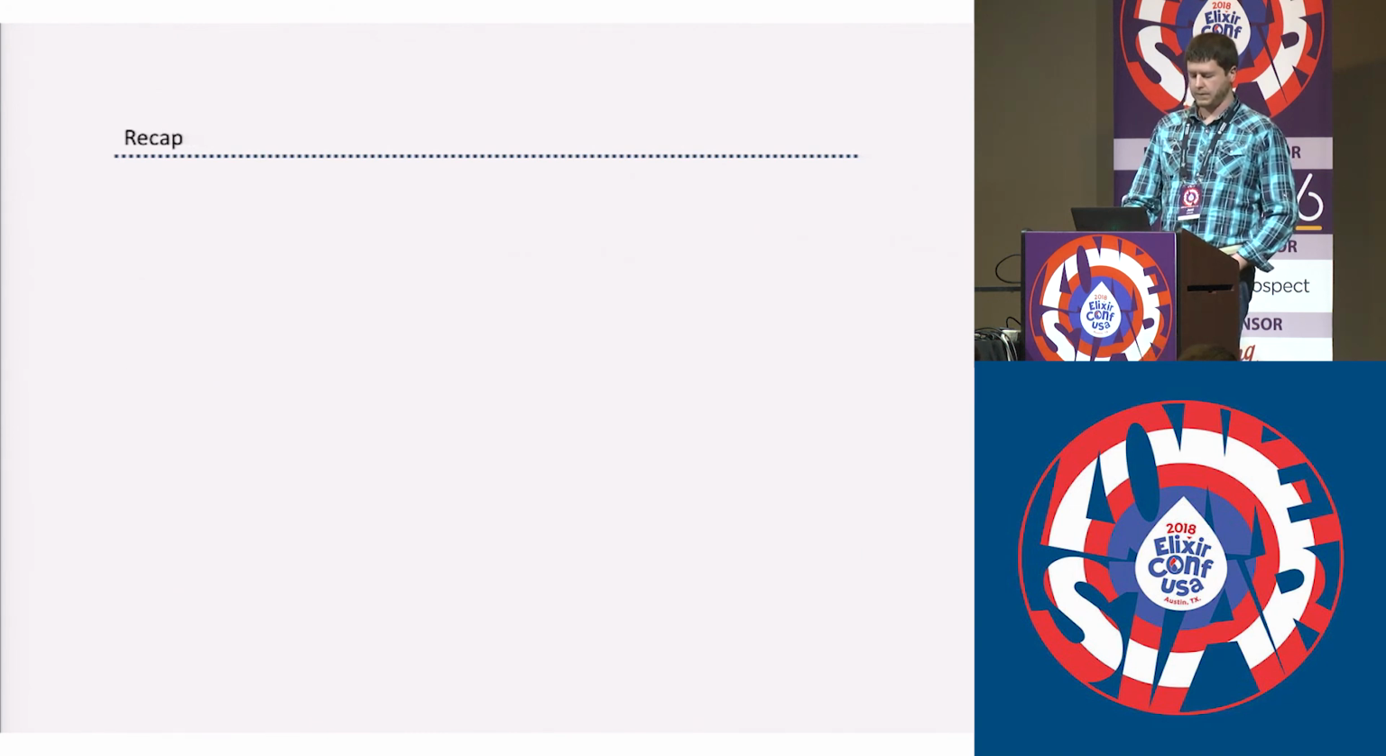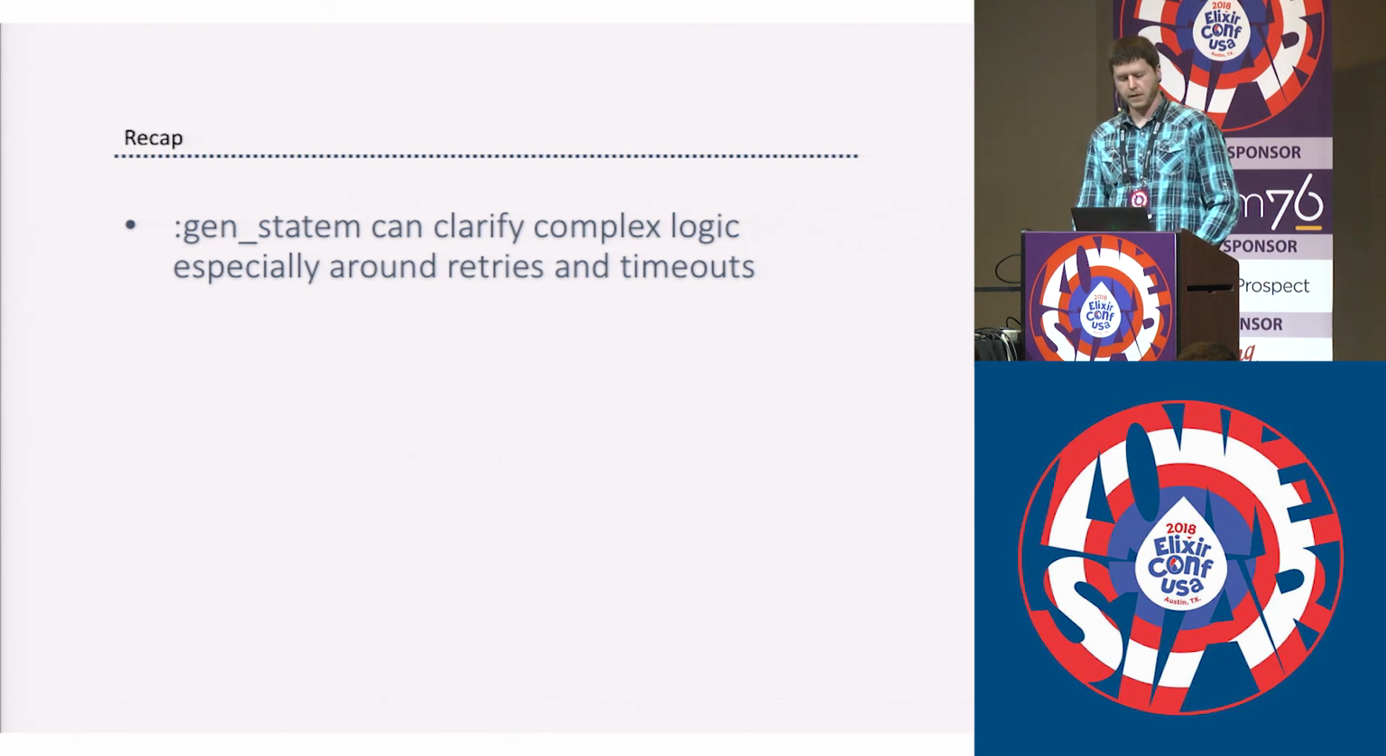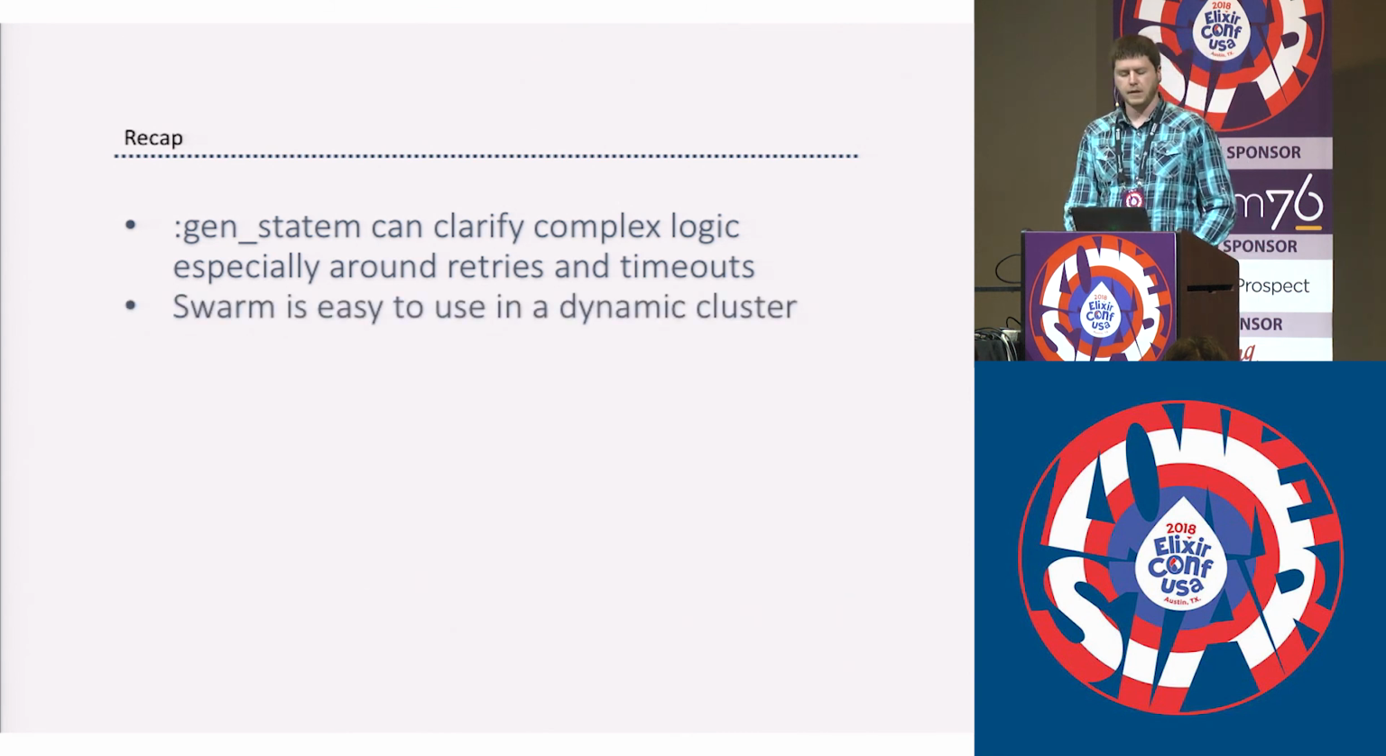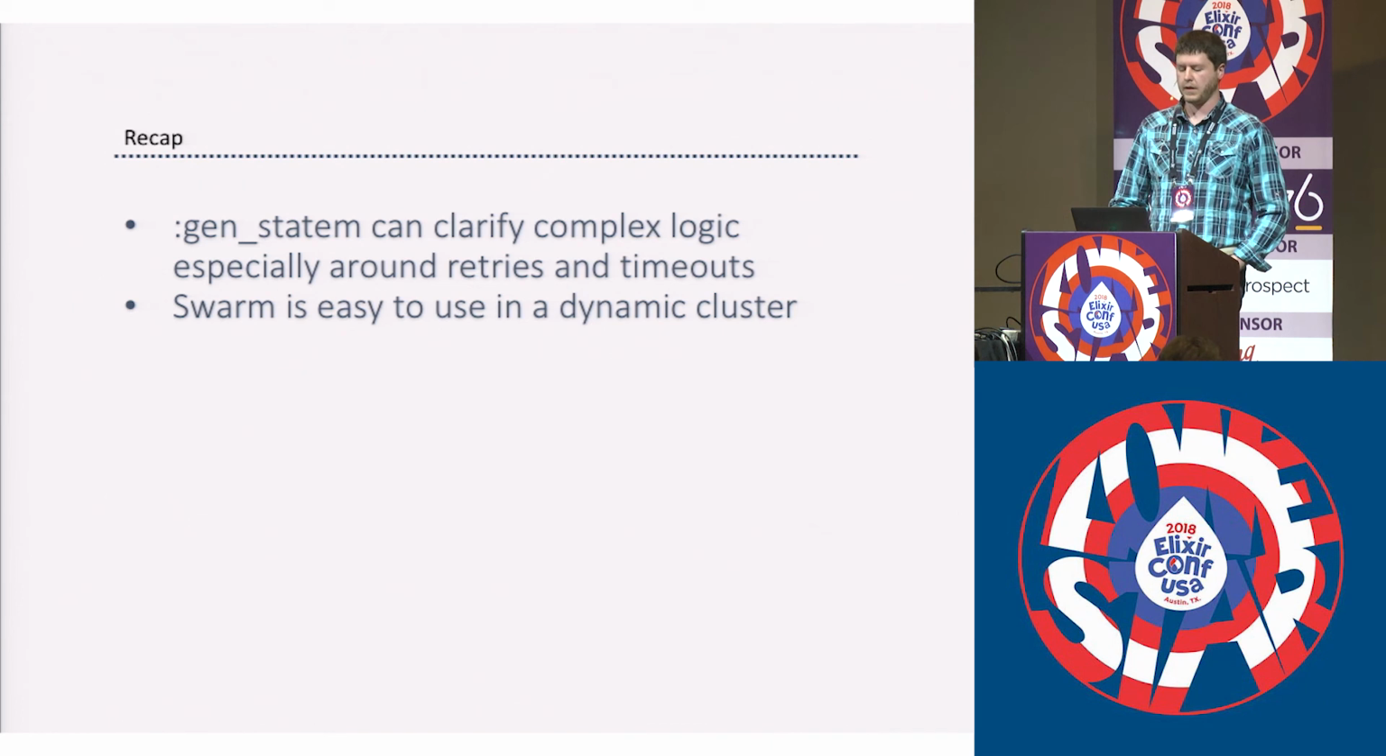So just a short recap, a few things here that I wanted to point out. Seems like gen state machine can be quite useful for clarifying complex logic. If you've got multiple timers shoved in a map and you're trying to remember to cancel some of them and start a new one and so on, Gen State Machine might be useful for that. And I found Swarm to be easy to use in a dynamic cluster. Right out of the box, it's quite pleasant, quite easy to use, and fits quite well with a Kubernetes type of deployment.